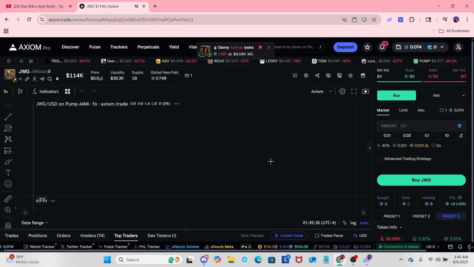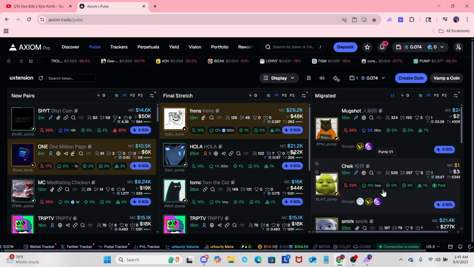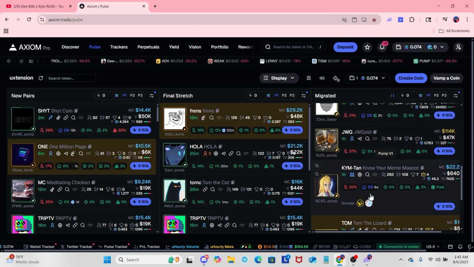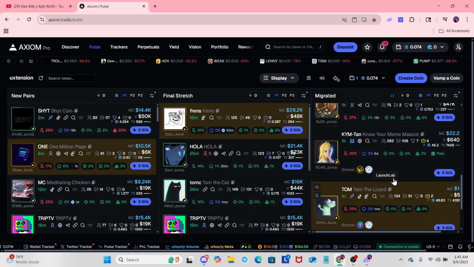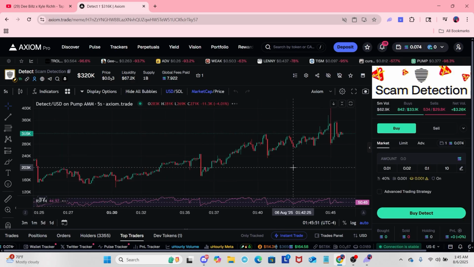It might keep going, it might not, but this seems like such a rug. That's a doodle coin. I don't know how it migrated. A lot of these scam coins be migrating over some stupid stuff. Some people just buy into the scam.